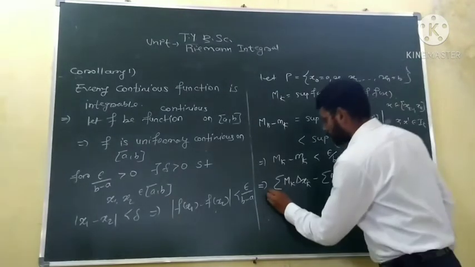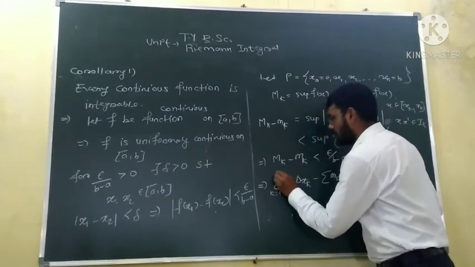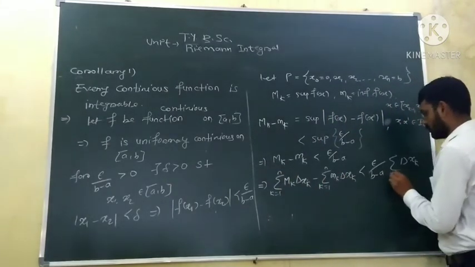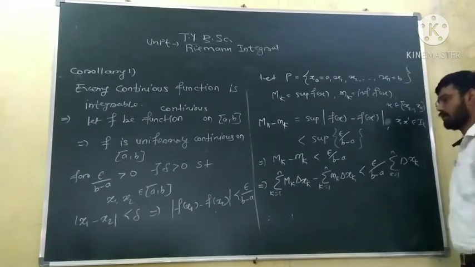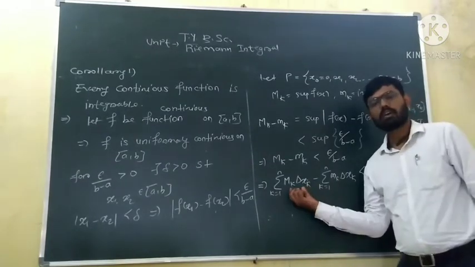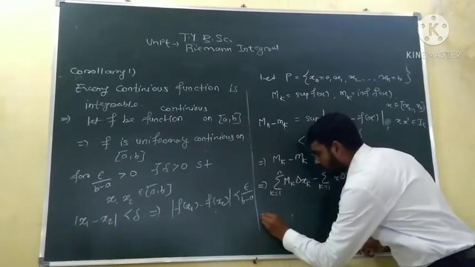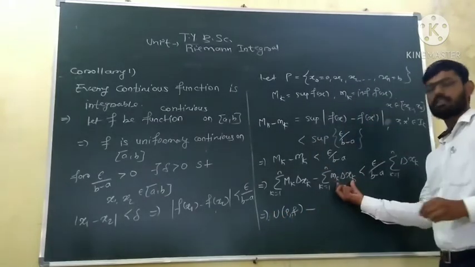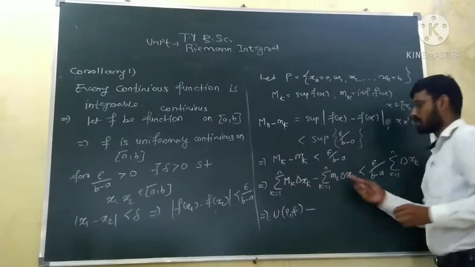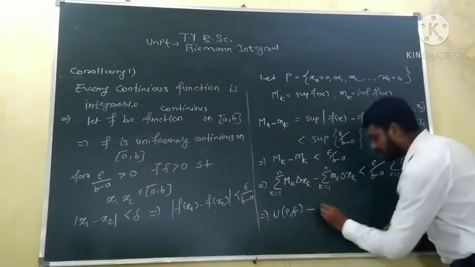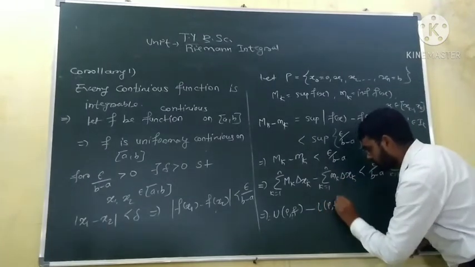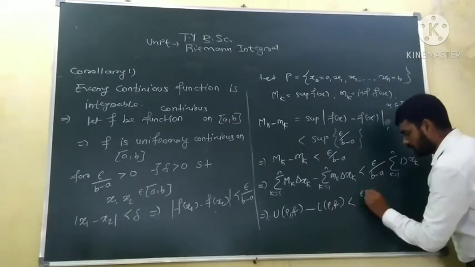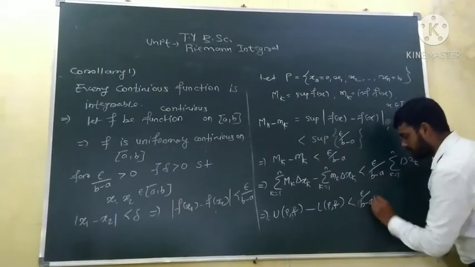The summation over k is equal to 1 to n. What is this? Upper sum, so this implies U(P, f). And what is this? Lower sum, the summation of small mk delta xk. This is less than epsilon upon b minus a as it is.